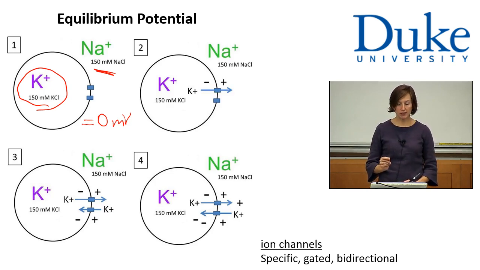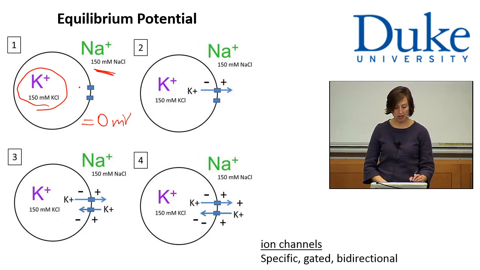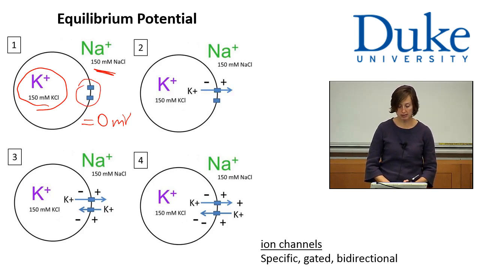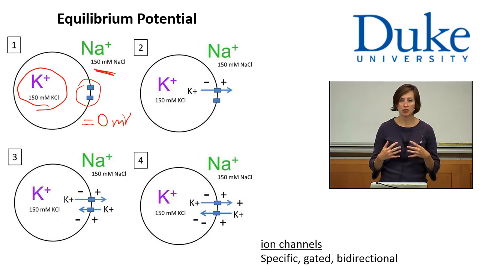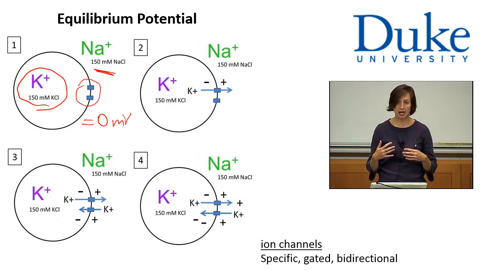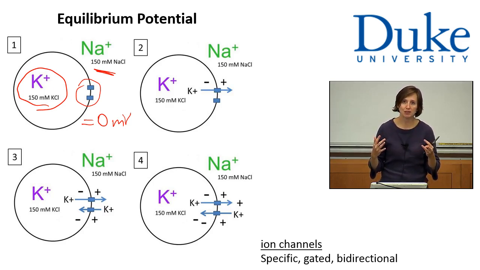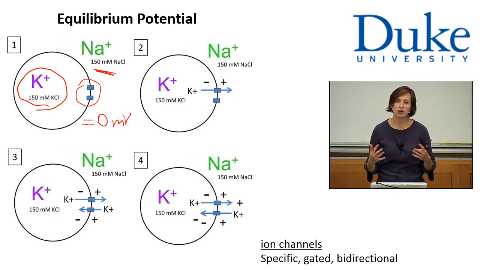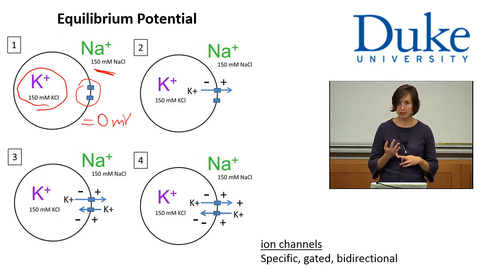Also, you'll note in this figure that we have some ion channels, which are these blue boxes. And there are several things to keep in mind about ion channels. One is that they're specific. And so these happen to be potassium channels, which means that they're only going to transport potassium. For all intents and purposes, sodium is not going to be able to go through these channels in any appreciable manner. So they're specific for potassium, and they're going to be gated.